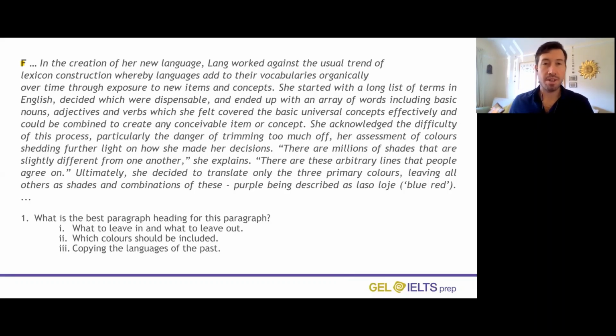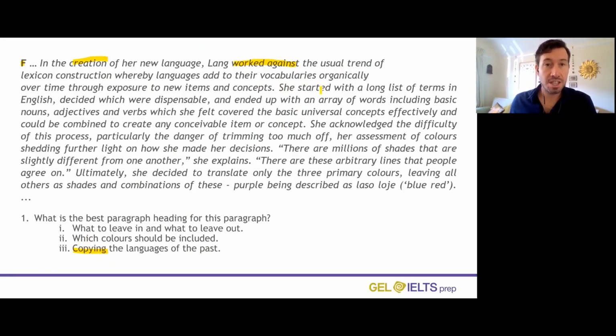Okay, well, let's have a little look now together. So we're going to start by first going over the first sentence. So it says, it talks about the creation of her new language. She worked against the usual trend of lexical construction, whereby languages add their vocabularies organically over time through exposure to new items and concepts. Now, this one here, she said she worked against it, whereas here it says copying the languages of the past. So it can't be that one. So it's not the third option.